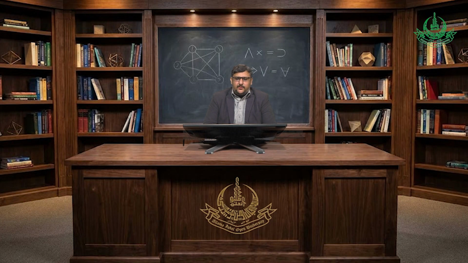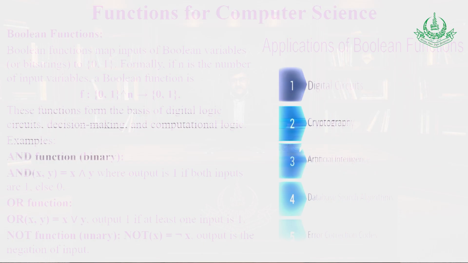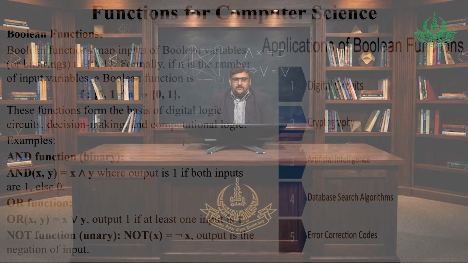Now functions for computer science: Boolean functions. Boolean functions map inputs of Boolean variables or bit strings to 0 or 1. Formally, if n is the number of input variables, a Boolean function maps {0,1}^n to {0,1}. It means that we have different arrangements of 0 and 1, so we can consider it as a permutation of the elements 0 and 1, where we have two elements and want to assign various values to 0 and 1.